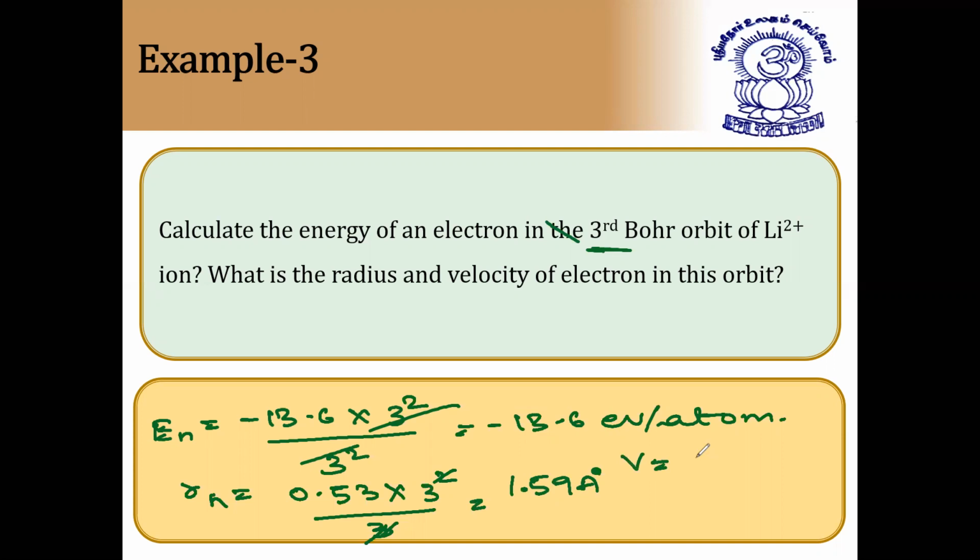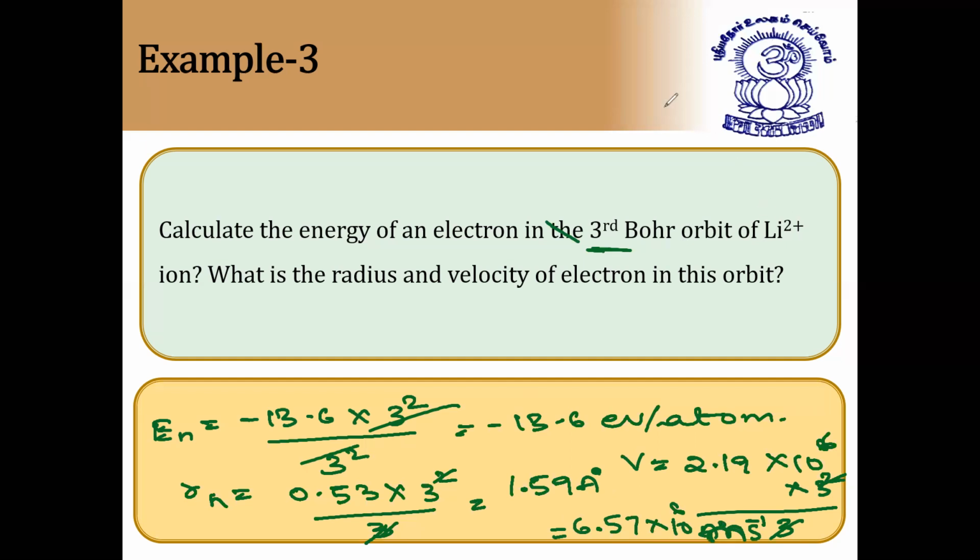And third one, velocity of electron in this orbit. Velocity is equal to 2.19 into 10 to the power of 6 into Z by n, that is 3 by 3. So 3 also will get cancelled. So 2.19 into 3 is equal to 6.57. So final answer is 6.57 into 10 to the power of 6 meters per second, because velocity unit is meters per second. So these formulas you have to apply, simple. I hope you understood this question.